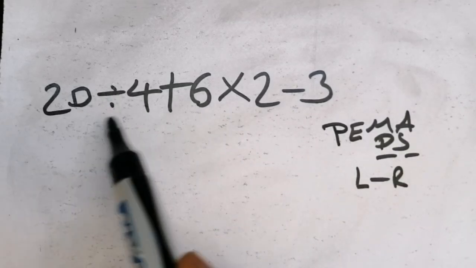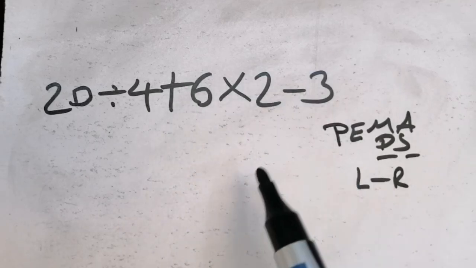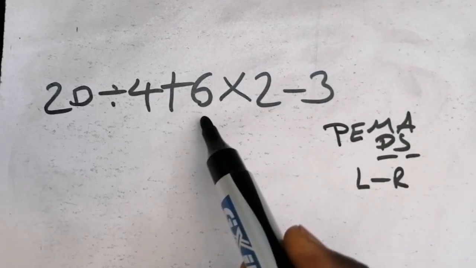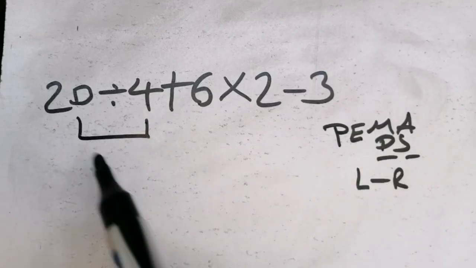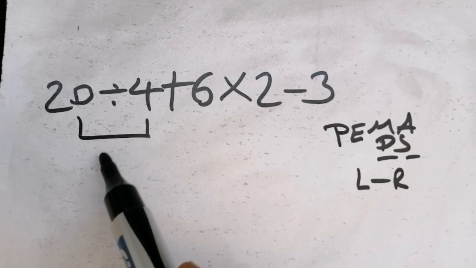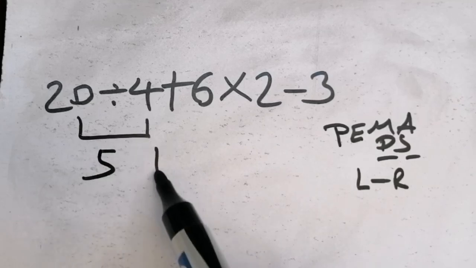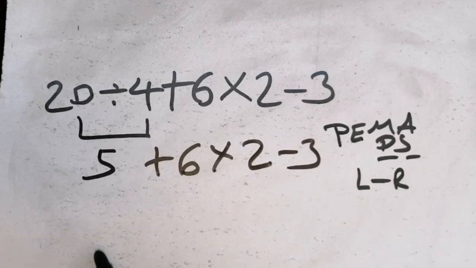Therefore, in this expression, there is one division, one addition, one multiplication, and one subtraction. According to PEMDAS, this division has higher priority. Therefore, 20 divided by 4 equals 5. Then 5 plus 6 times 2 minus 3.